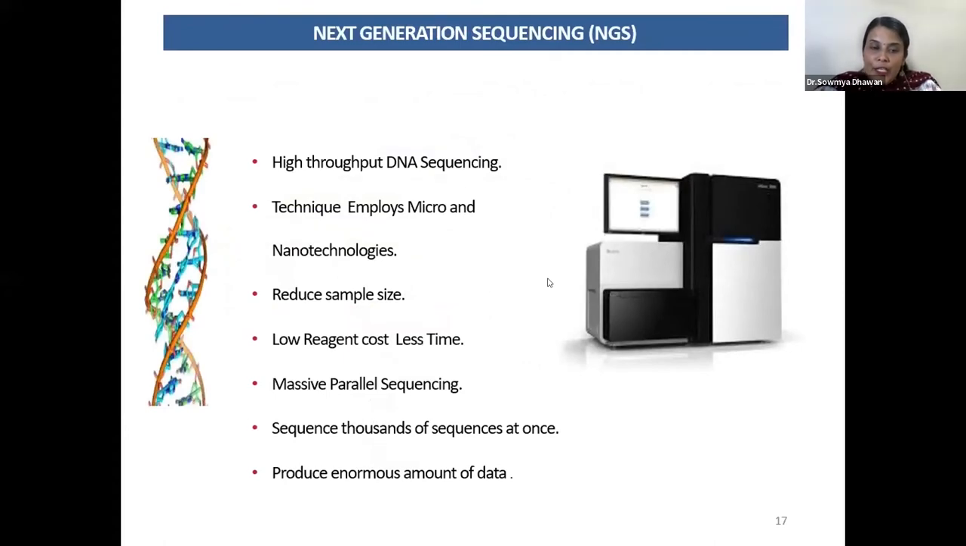Next generation sequencing has actually expanded from targeted sequencing to whole genome sequencing and even whole exome sequencing widely. The advantage is that this is high throughput DNA sequencing. The technique employs micro as well as nanotechnologies. It reduces the sample size, reagent cost, and time. Massive parallel sequencing sequences thousands of sequences at one glance, and we can even pool the libraries and do the sequencing, producing an enormous amount of data for other researchers as well as for surveillance.